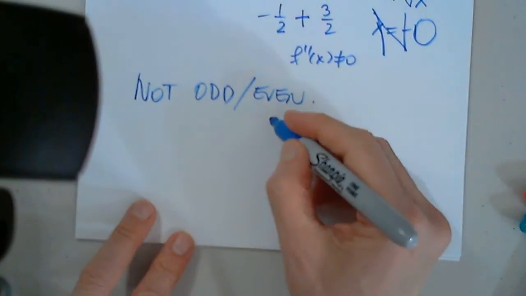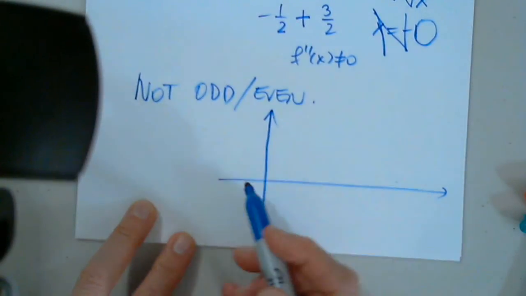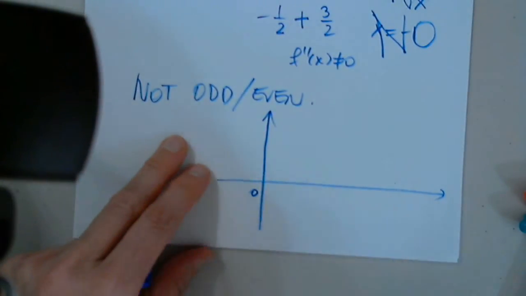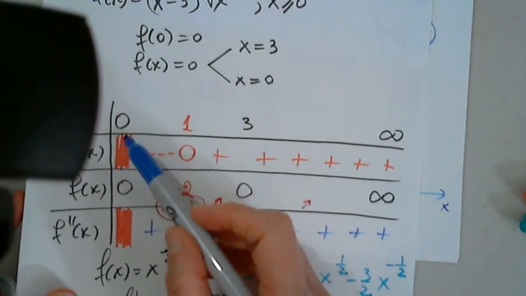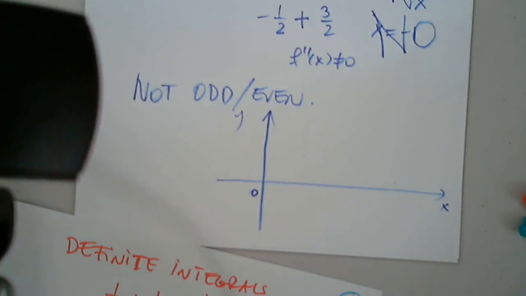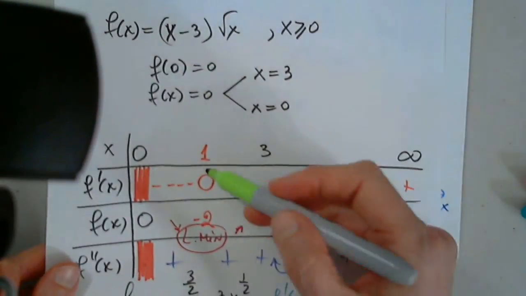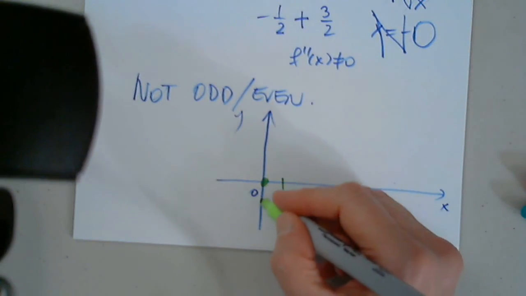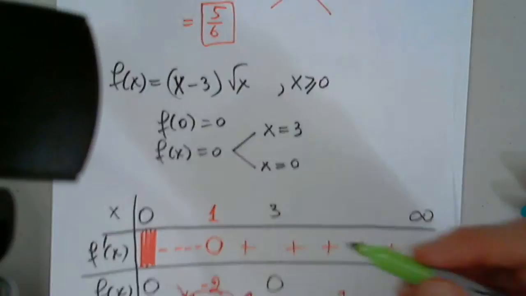Okay, so now let's graph. There is no point in showing anything to the left. And I only have 0, 1, and 3. So let me use a different color. So (0, 0), (1, -2), and (3, 0).